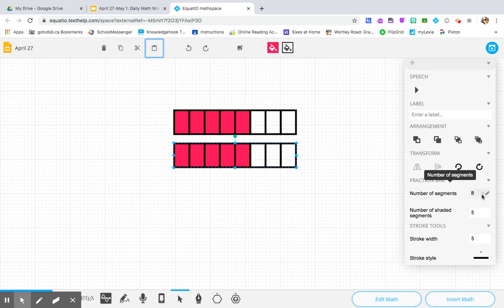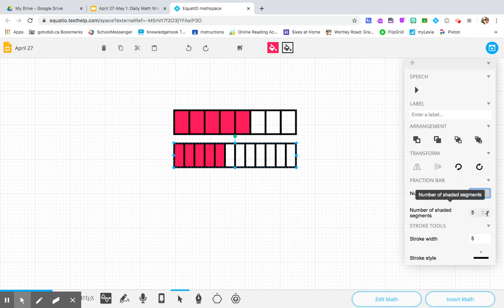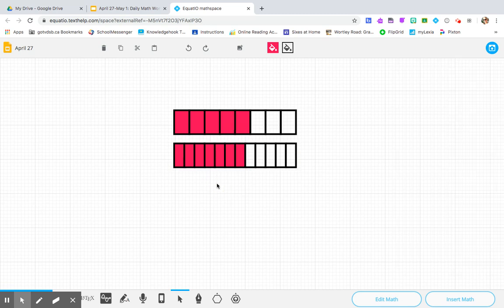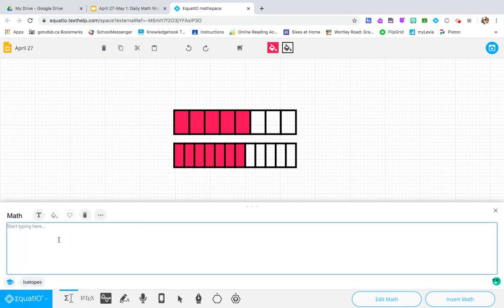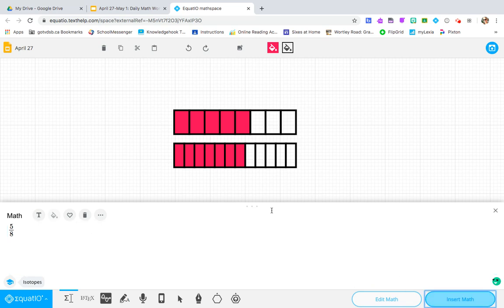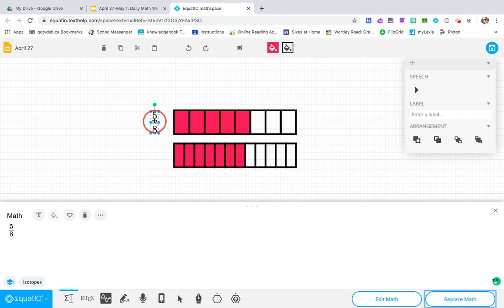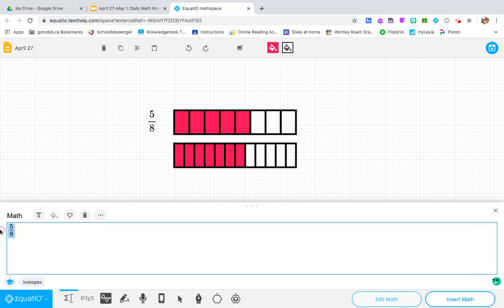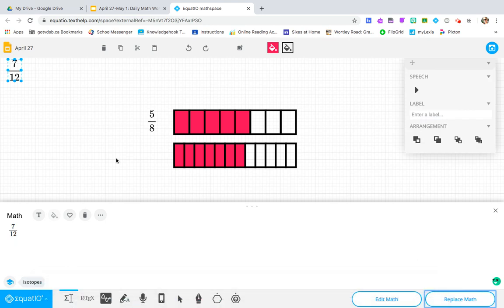And this one is going to be our 7/12. So it's going to have 12 segments, and 7 of those segments are going to be shaded. And it's going to give us a nice visual to show us which fraction is a little bit bigger. So creating my labels here, 5/8, I'll insert that math and bring my label over, is just a tiny bit larger than 7/12, and insert that as well.